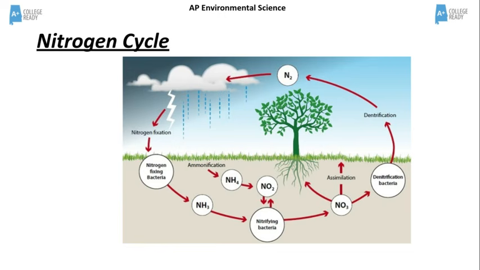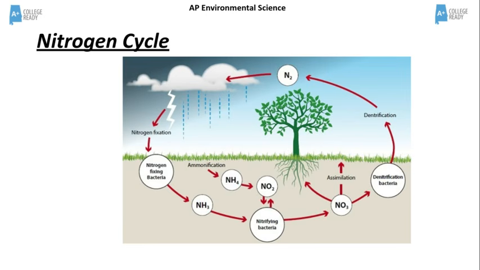In the diagram, we see several forms of nitrogen, including N2 gas, which is atmospheric nitrogen gas, NH3, which is ammonia, NH4+, which is ammonium, NO2-, which is nitrite, and NO3-, which is nitrates. Notice the locations of the substances. N2 is in the atmosphere, while ammonia, ammonium, nitrite, and nitrate are in the soil.